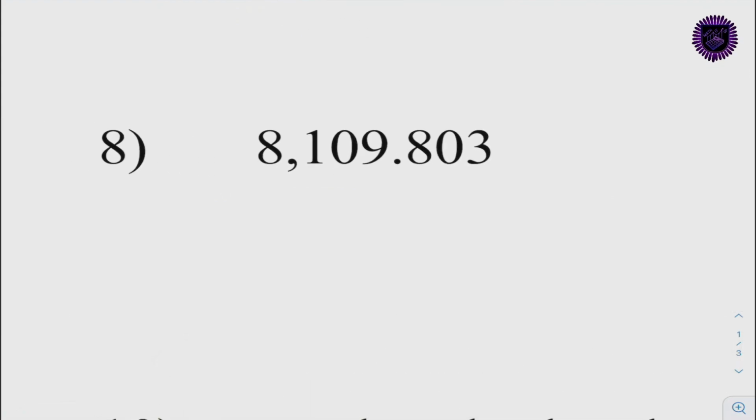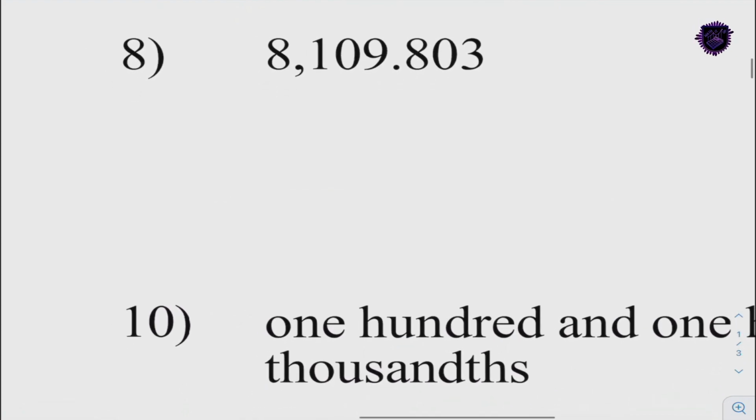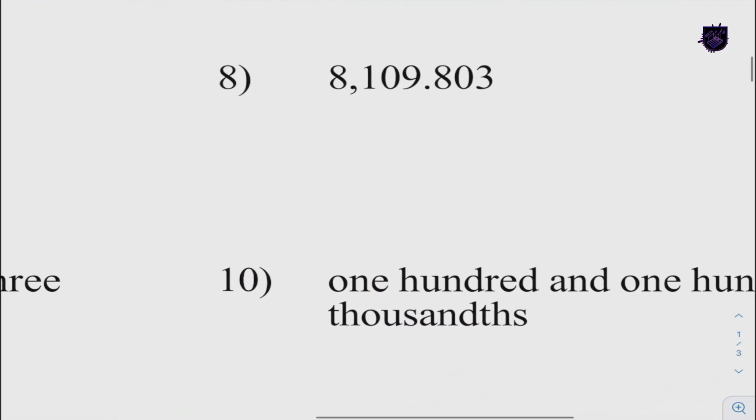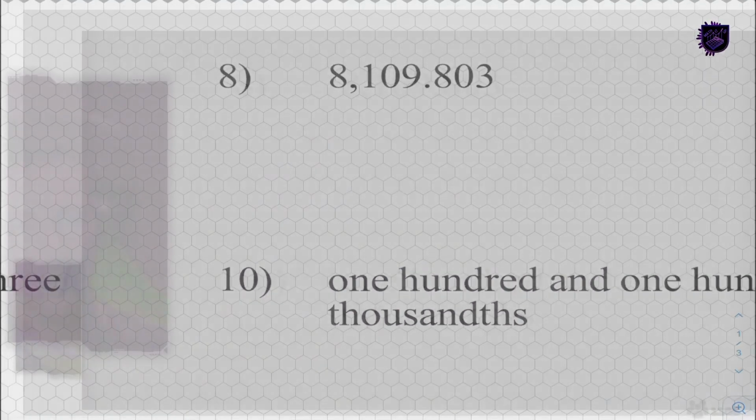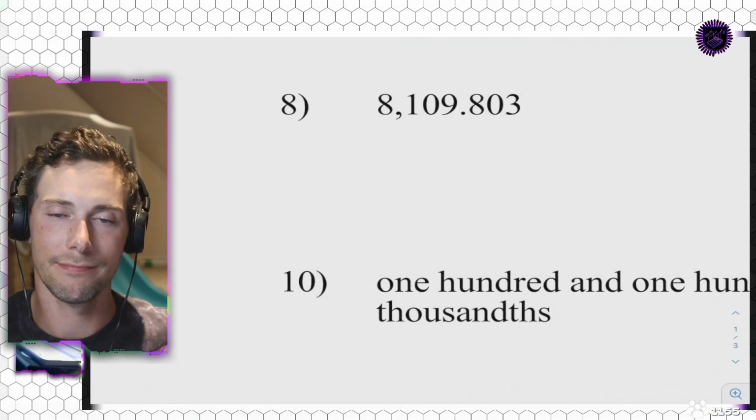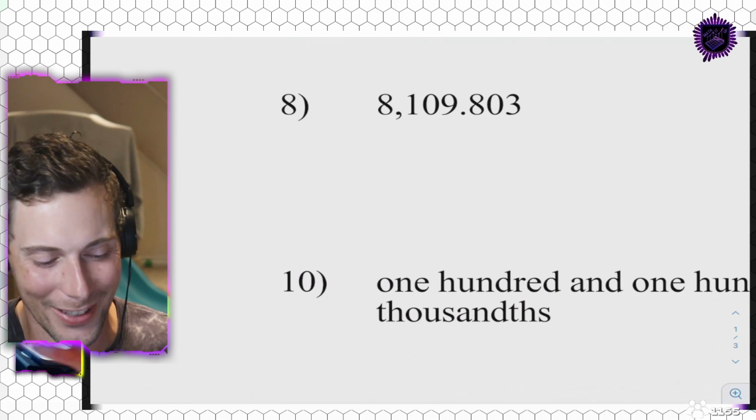and it's a little bit more difficult with this number because this is a bigger number and just has more digits in it. So get ready. The number is 8,109 and 803 thousandths. That's how you would say this number. I know, it's a lot. But we're going to get through it. We're going to do it.